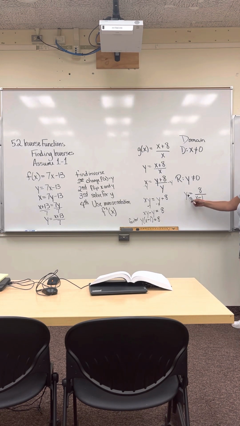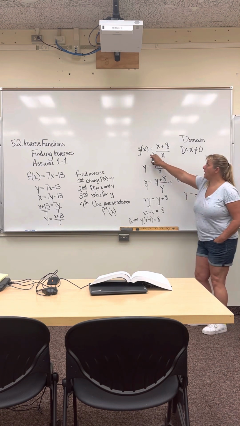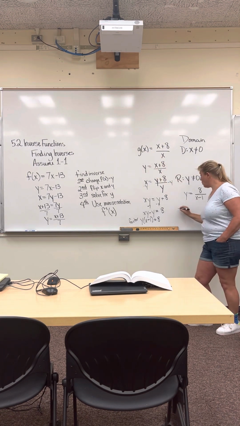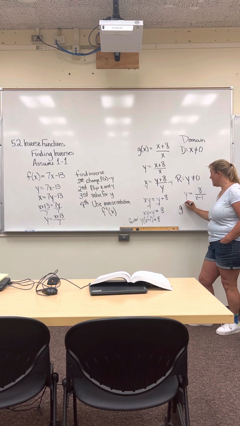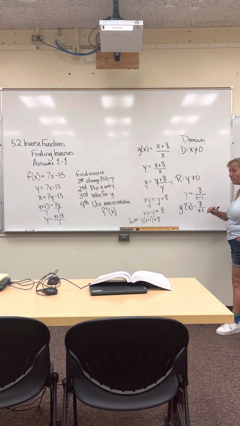Alrighty, so now we've got the y alone. That's what we were doing, solving for y. We've got our new fraction here, and this is the inverse. So we're going to name it g inverse of x equals 8 over x minus 1.